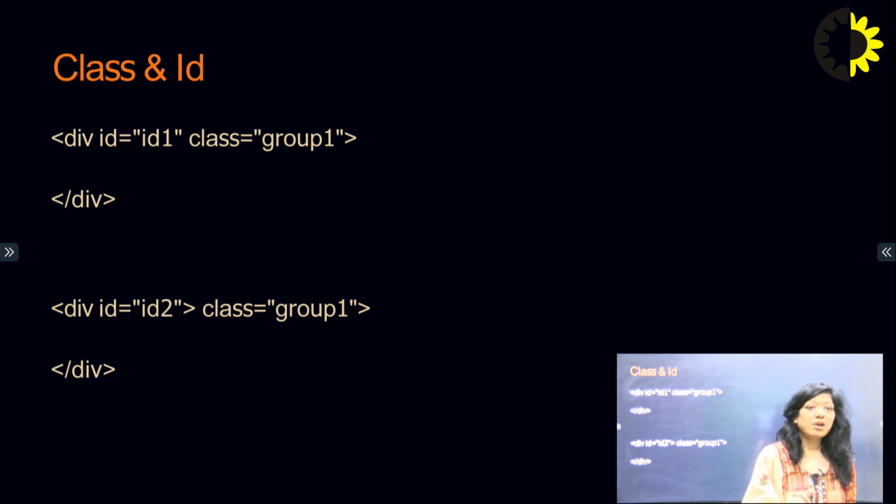So generally we try to avoid div in a normal HTML form page. So what is the syntax? Div ID is ID1, class is equal to group1, and closing of div, and the second form for div, ID is equal to ID2, class name I have mentioned group1.